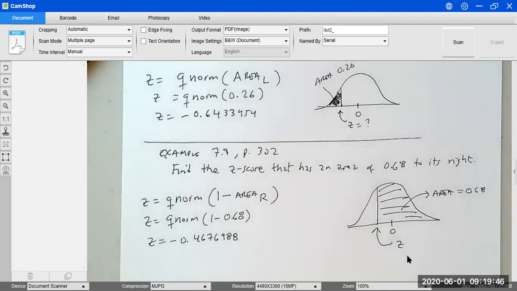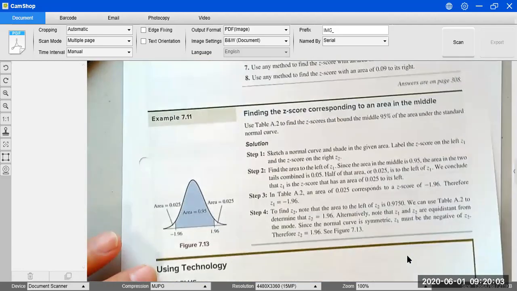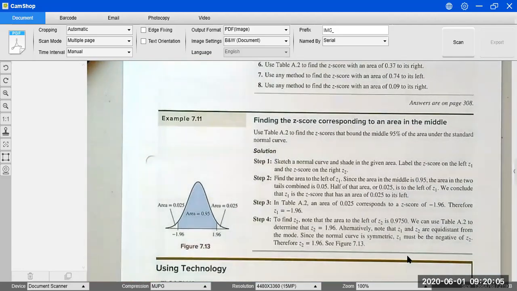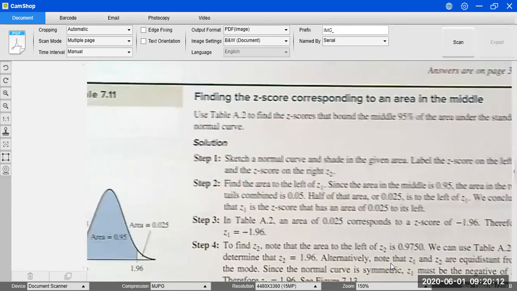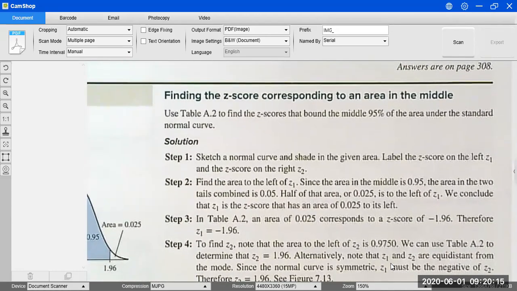So finally, we're going to solve one more problem. That's example 7.11. Example 7.11 is on page 303. So let me show you the problem first. So we have here example 7.11. The question is very simple. We're going to use the table, your Texas Instrument, or language R to find the z-scores that bound the middle 95% of the area under the standard normal curve.